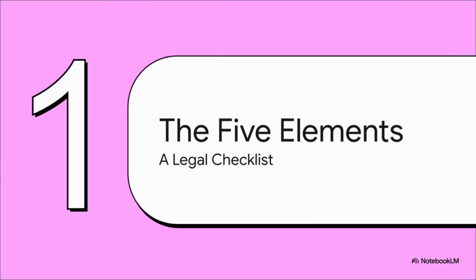To win a claim, it's not enough to just feel like you were misled. The law is super precise here. You have to prove 5 distinct elements. The best way to think about it is like a legal checklist. If you miss just one, the whole claim can fall apart.